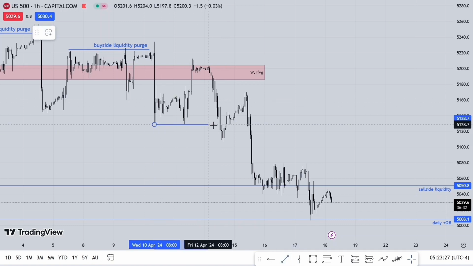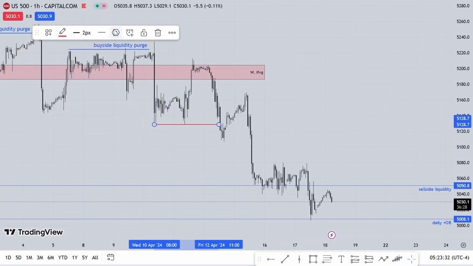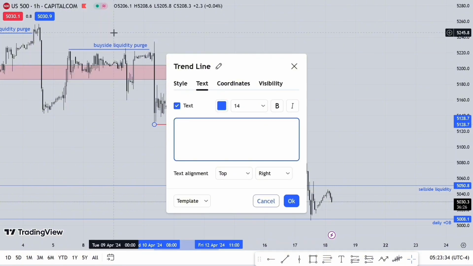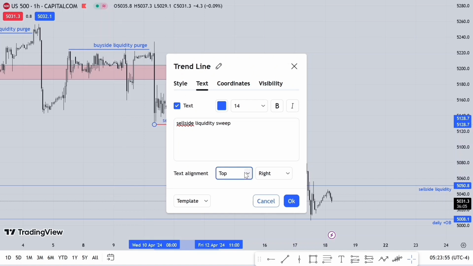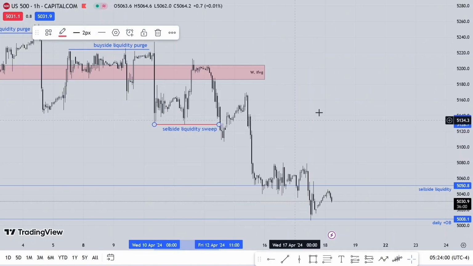And this was a liquidity sweep here. We noted from the previous video that for liquidity sweeps, price can still trade to it because it is not in line with the higher time frame order flow. And higher time frame order flow for the ES, that is US 500, is bearish. So this right here is a sell side liquidity sweep.